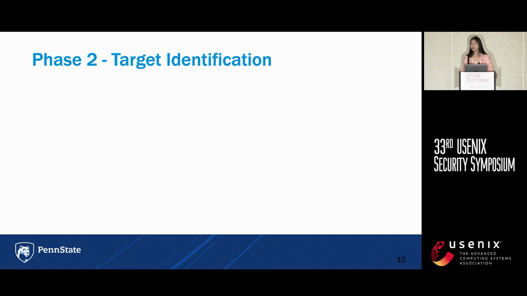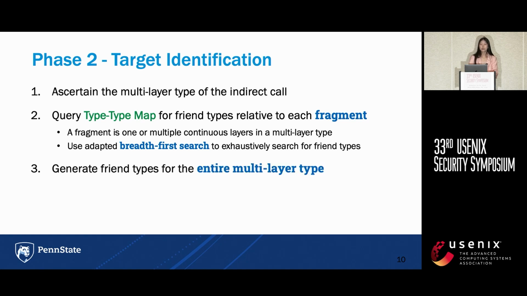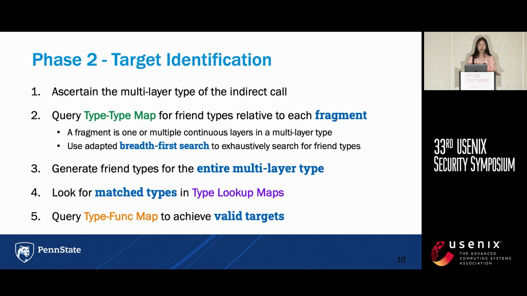To identify targets for indirect calls, we first ascertain its multiple type, then query the type map for friend types relative to each fragment, because the information flow can happen on fragments. Here, a fragment is one or multiple continuous layers in our multiple type. We use an adapted breadth-first search to exhaustively search for all friend types in this program. Then we generate friend types for the entire multiple type and look for matched types in type lookup maps. Finally, we query the type func map to obtain valid targets.